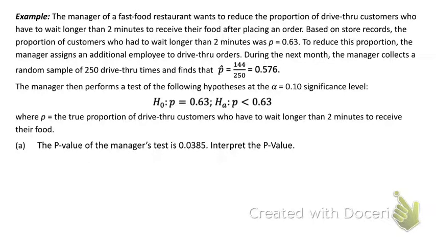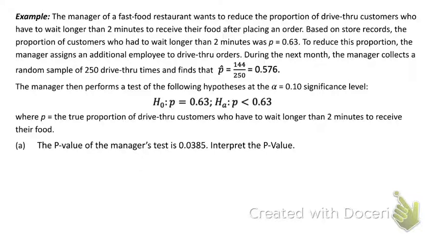The manager performs a significance test at the alpha equals 0.1 significance level. Time out. What's the probability of a type 1 error? 0.1. Okay, cool. The null hypothesis is that the proportion that have to wait more than 2 minutes is still 0.63. It's not changing. The alternative, what we hope, is that this employee helped and now the proportion is less than 0.63. p is the true proportion of drive-through customers who have to wait longer than 2 minutes. They do the significance test, we get this p-value.